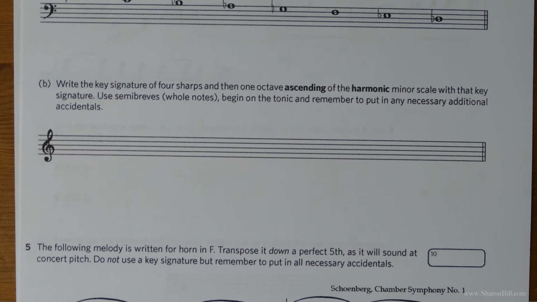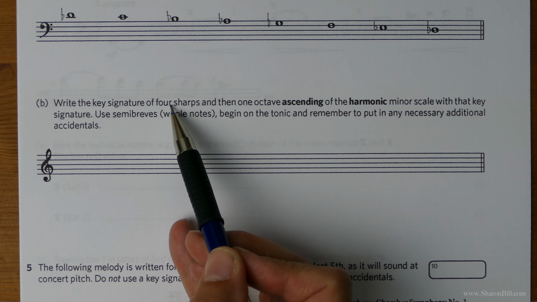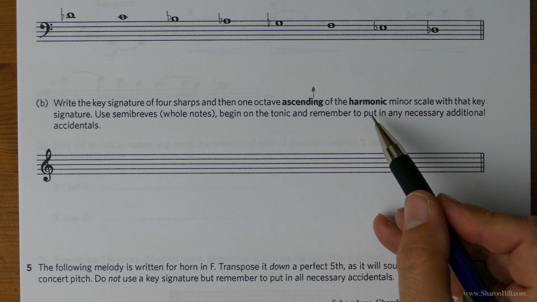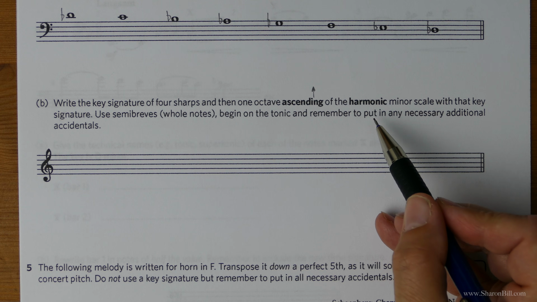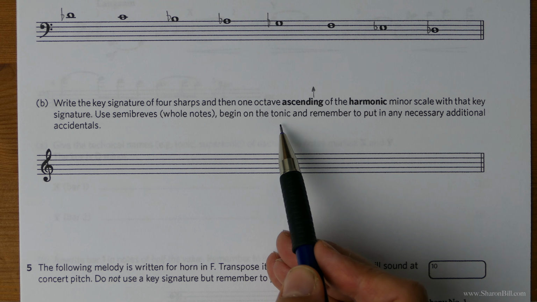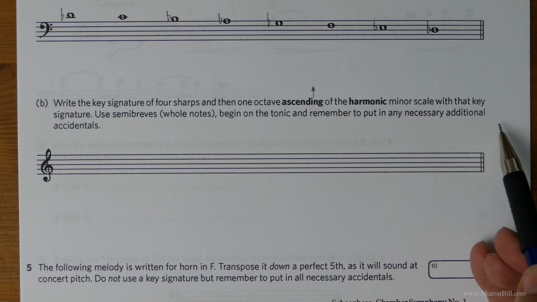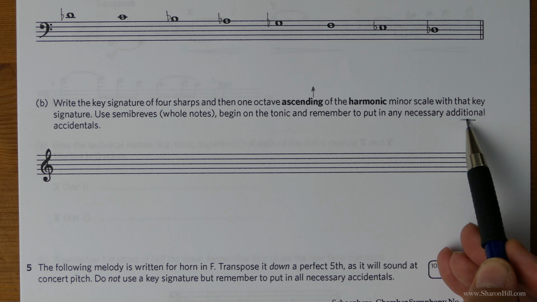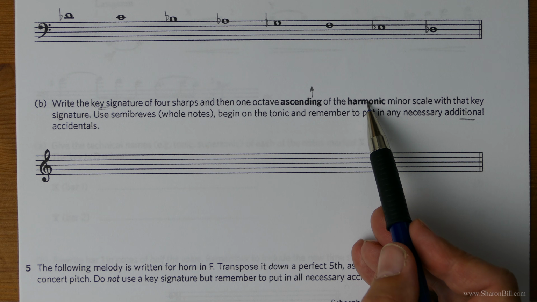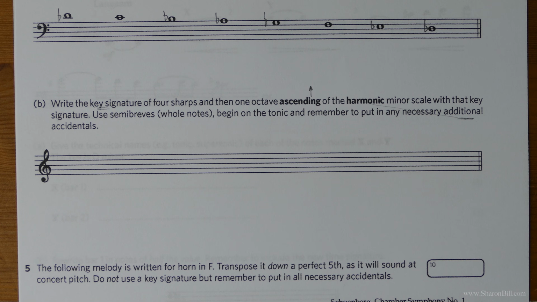Let's move on. So now we're required to write the key signature of 4 sharps and then 1 octave ascending going upwards of the harmonic minor scale of that key signature. Use semibreves so we don't have to worry about stems. Begin on the tonic and remember to put in any necessary additional accidentals. Now they've been very, very helpful giving us that. We need a key signature, but in order to make it a harmonic minor scale, they've given us a massive clue by telling us that there are additional accidentals.